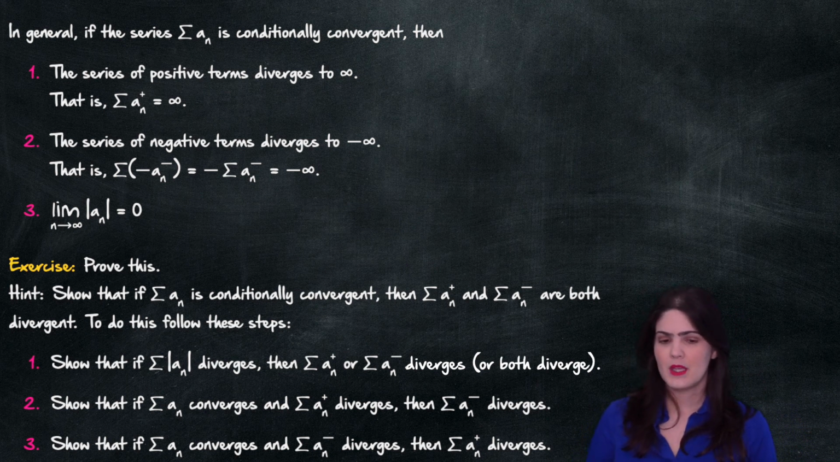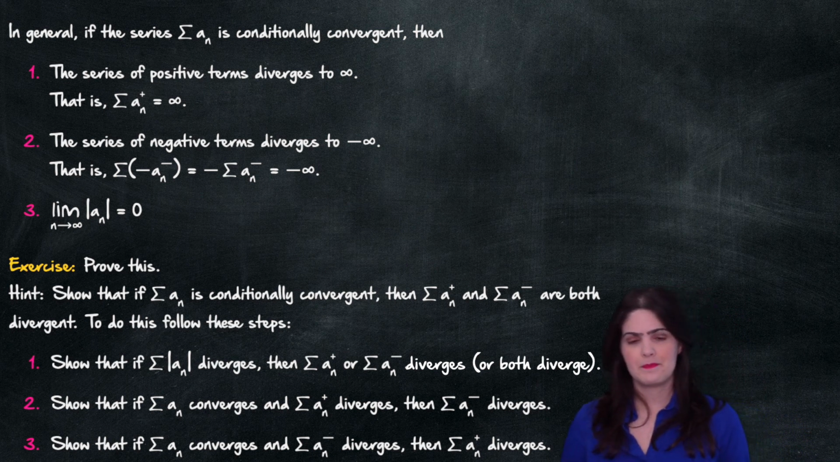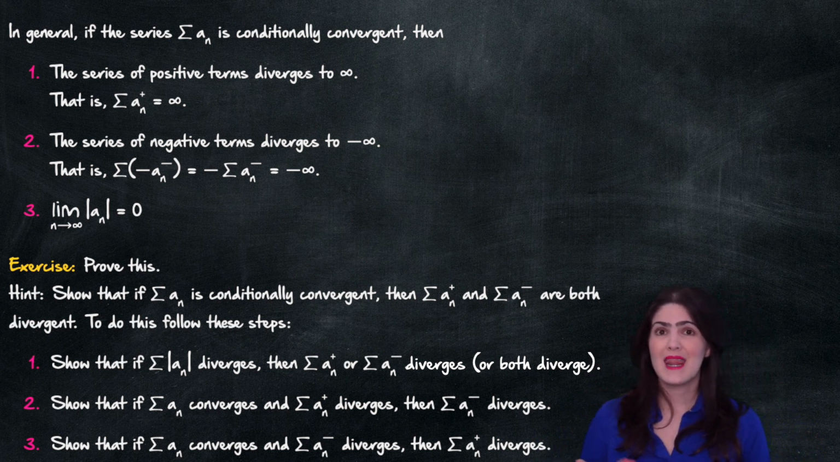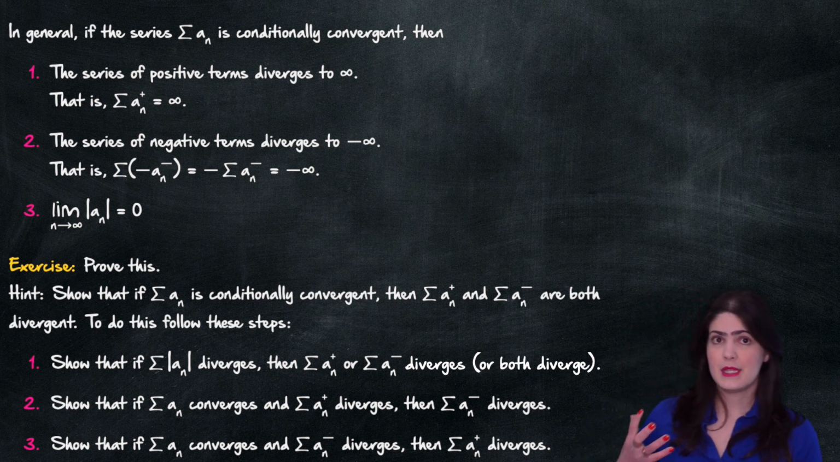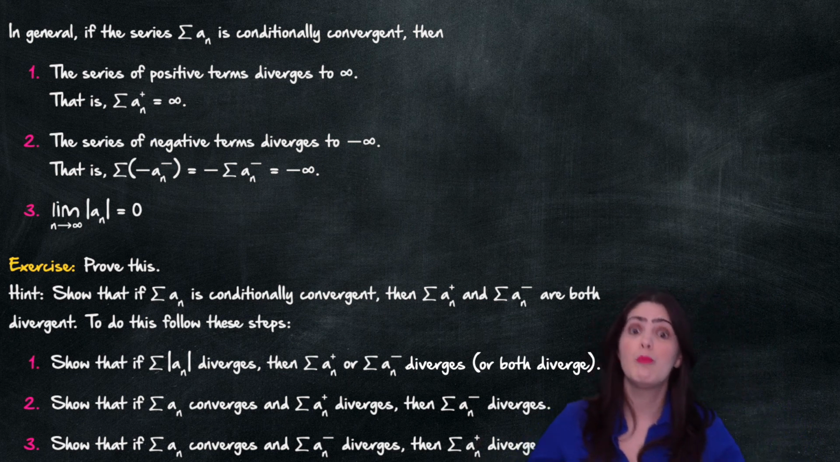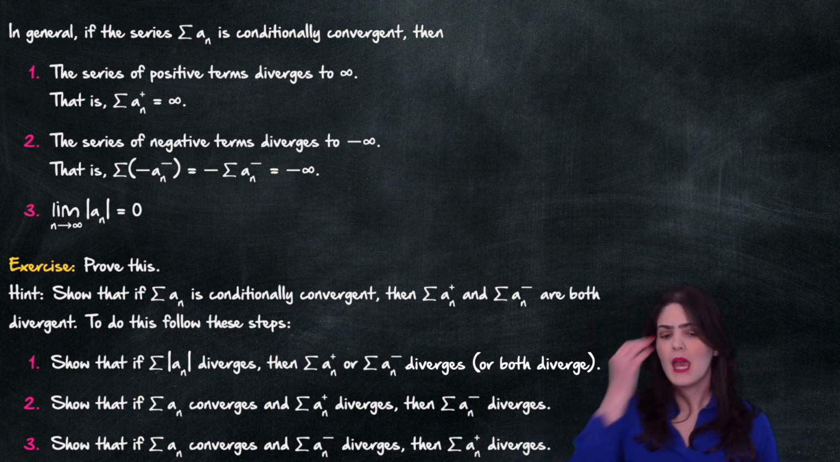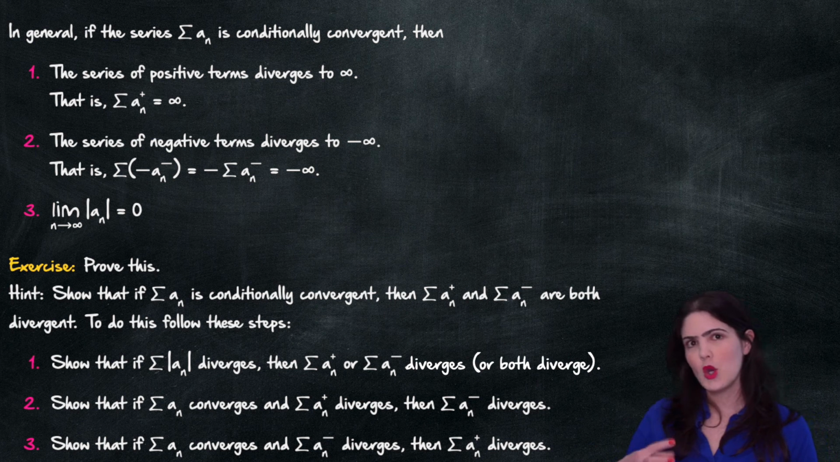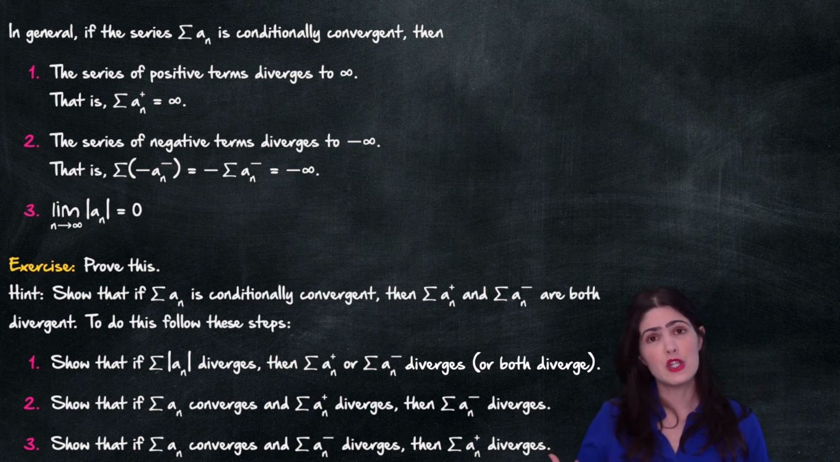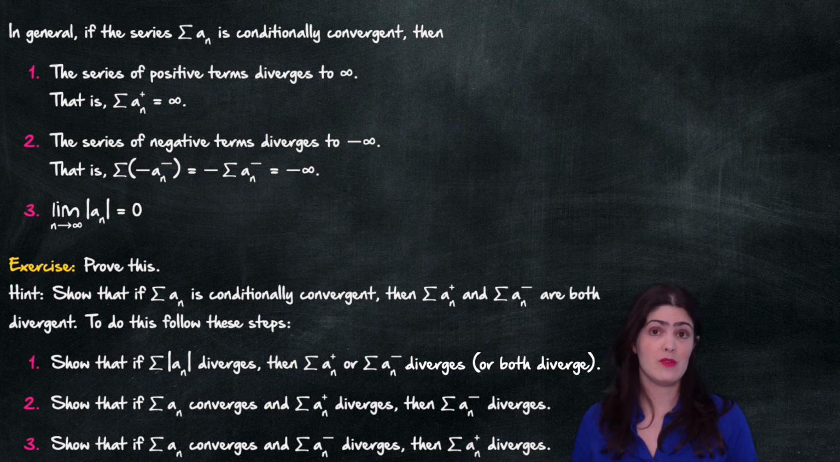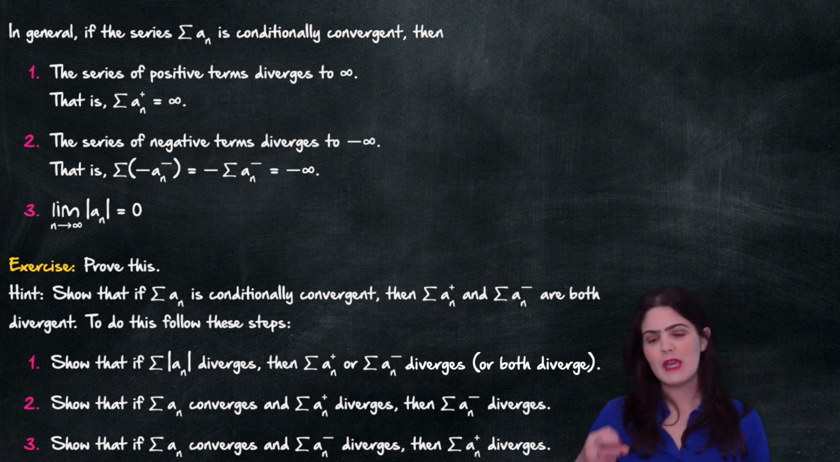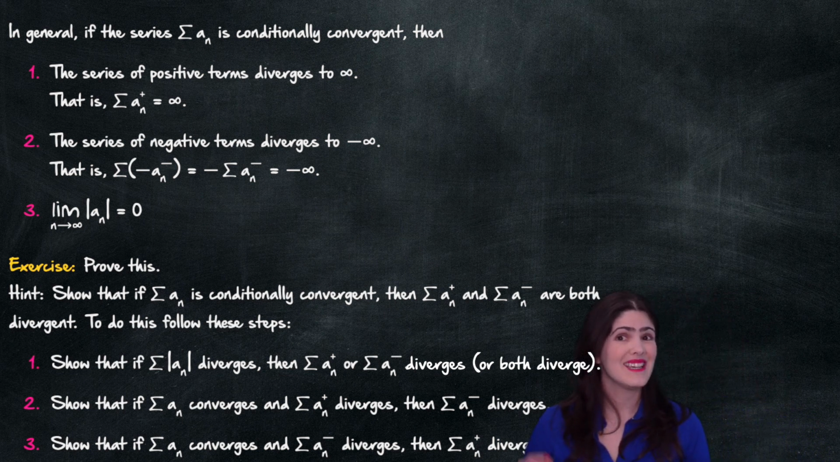And here is a hint. You want to do this in steps. We want to show that if I know that the sum of the absolute values is divergent, then either the sum of the a_n plus, so the sum of the positive parts, or the sum of the negative parts is divergent, or both are divergent. And then you're going to show that if I know that my series converges, and I know that, for example, the sum of the positive terms is divergent, then the sum of the negative terms has to be divergent. So then, once you do that, you will be able to put all the pieces together to see exactly what you need to do.